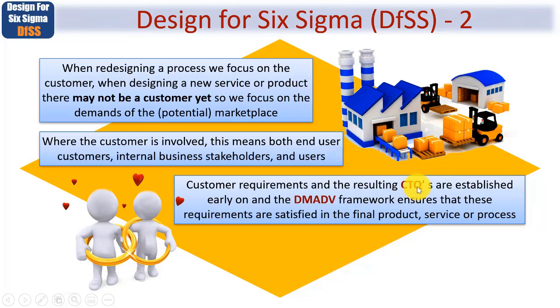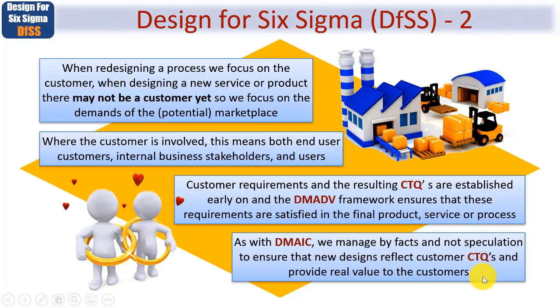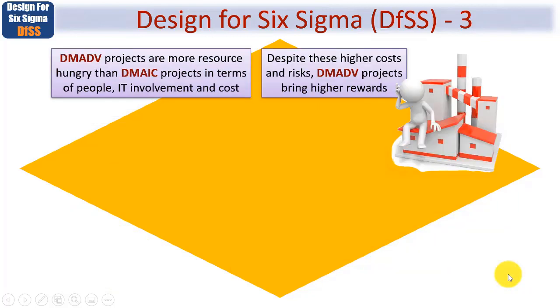These are established early on, and in this case, when designing for Six Sigma, the DMADV framework ensures that these requirements are satisfied in the ultimate final product, service or process that your project will deliver. So as with DMAIC, we manage by facts and not speculation in order to ensure that new designs reflect customers' critical to quality metrics and provide real value to the customers. And if we look to compare both of these methods, DMADV projects are more resource hungry than DMAIC projects in terms of the people involved, IT involvement and cost. However, despite these higher costs and risks, DMADV projects bring higher rewards.